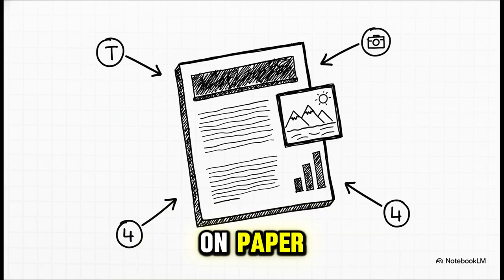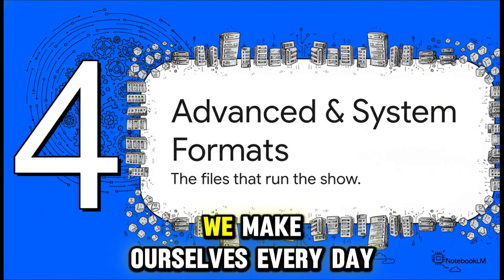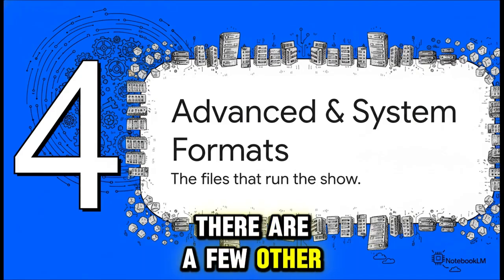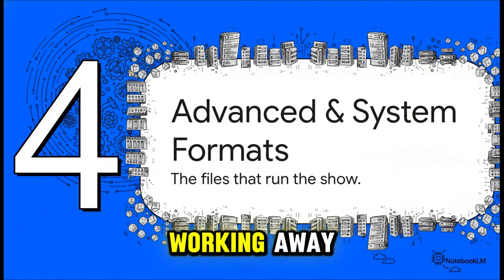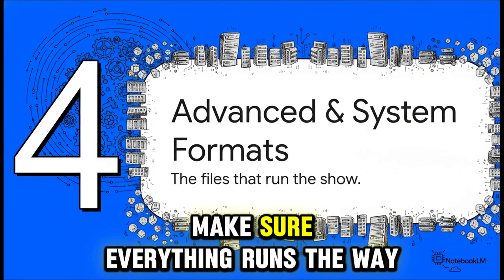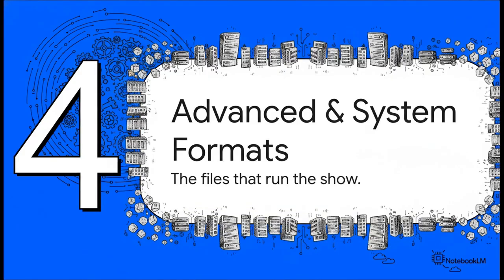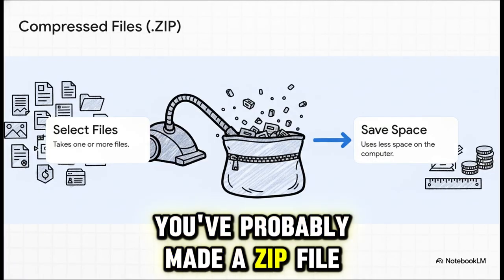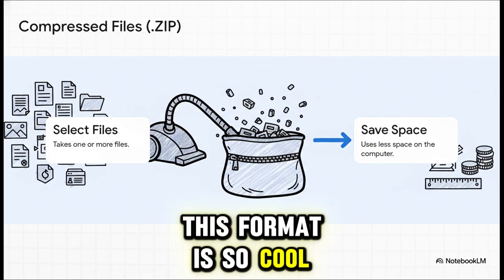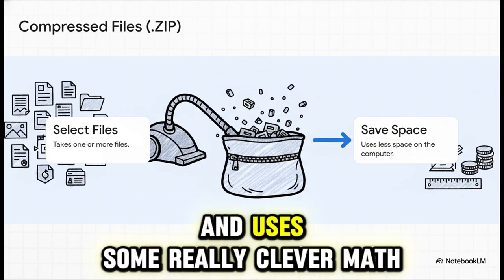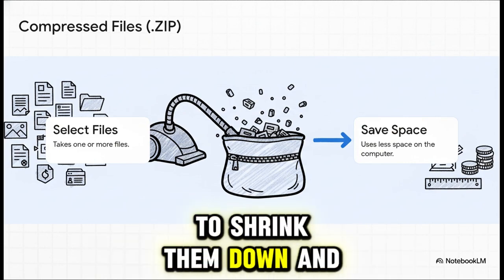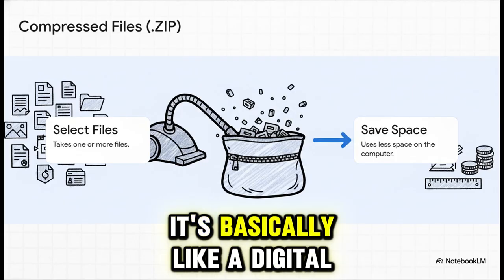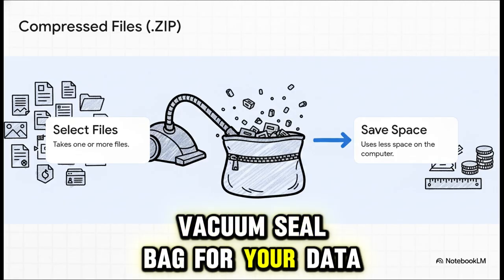So beyond the files that we make ourselves every day, there are a few other really important types that are working away behind the scenes just to make sure everything runs the way it should. I'm sure if you've ever had to email a bunch of files at once, you've probably made a zip file. This format is so cool. It takes your files and uses some really clever math to shrink them down and save a ton of space. It's basically like a digital vacuum seal bag for your data.